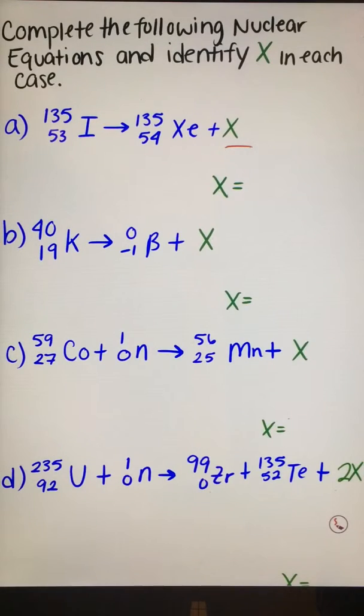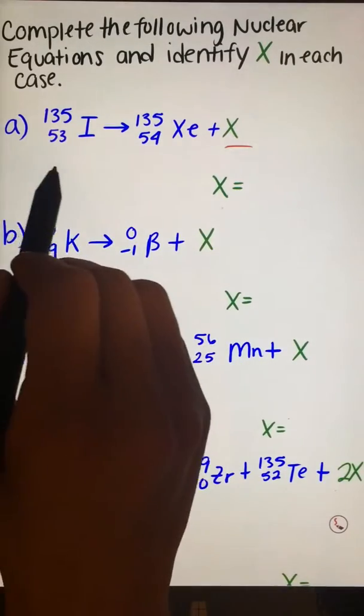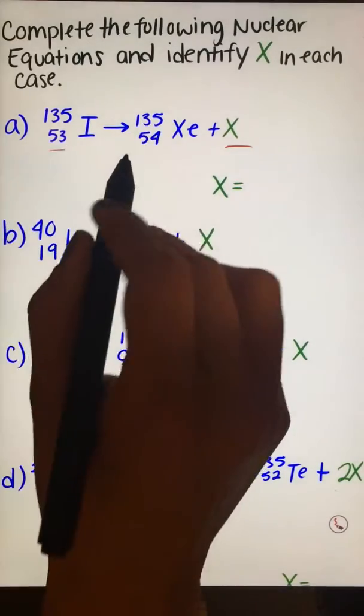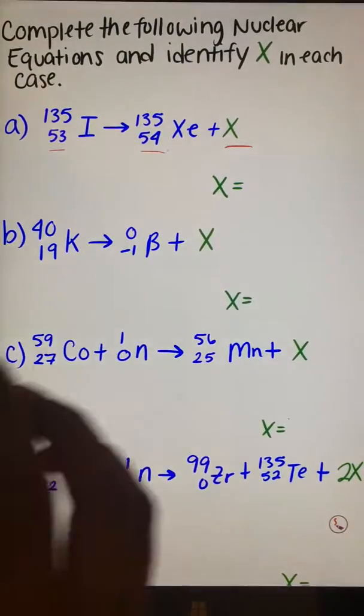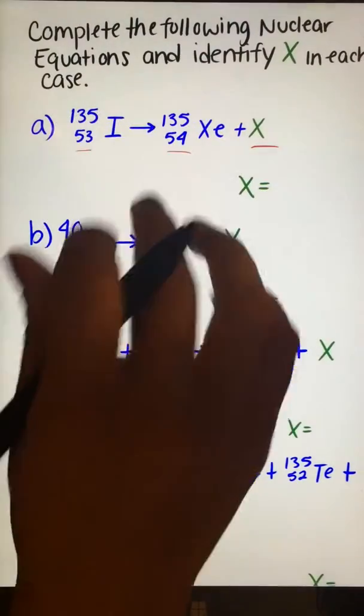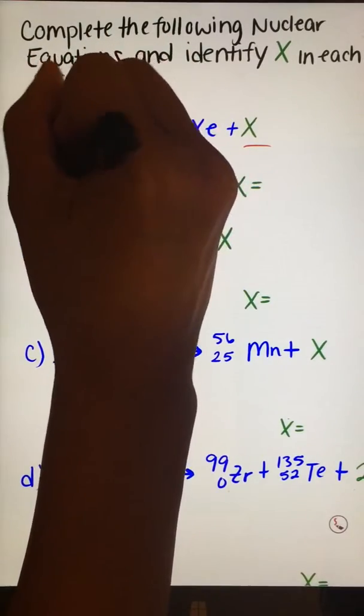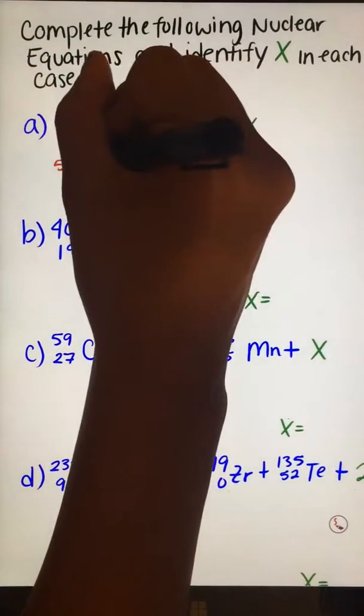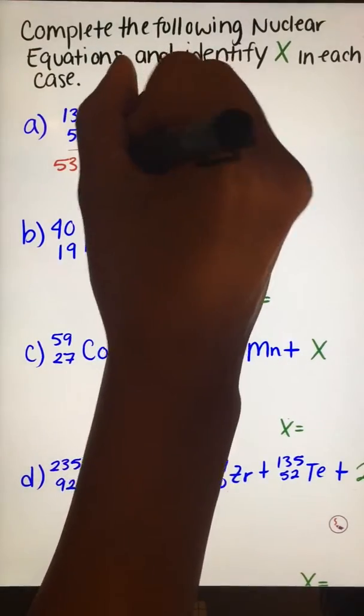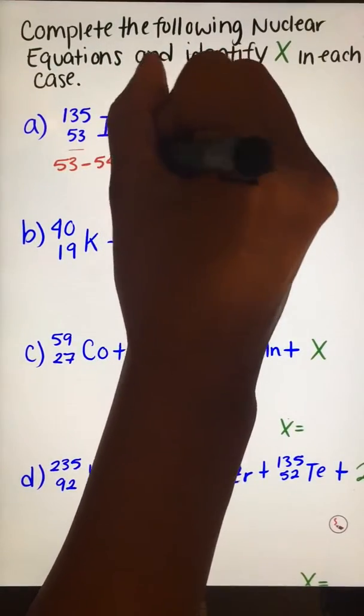First, we're going to focus on the protons. To find out how many protons X has, we're going to take the number of protons of the reactants and subtract the number of protons of the products. Therefore, we have 53 minus 54, which will give us -1.